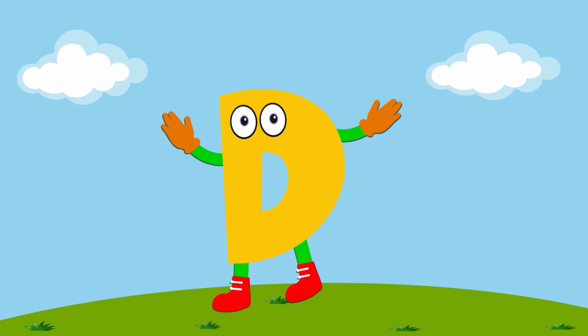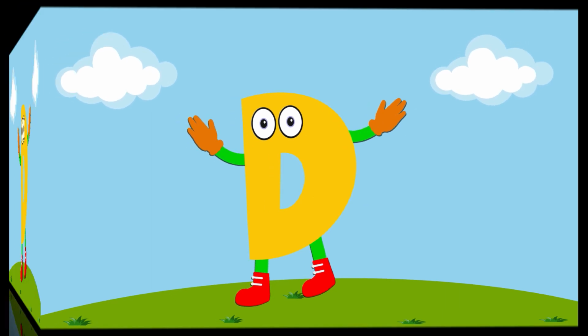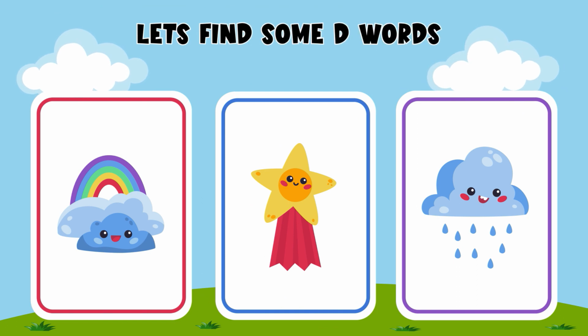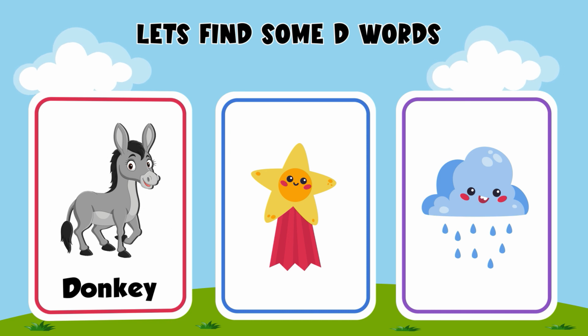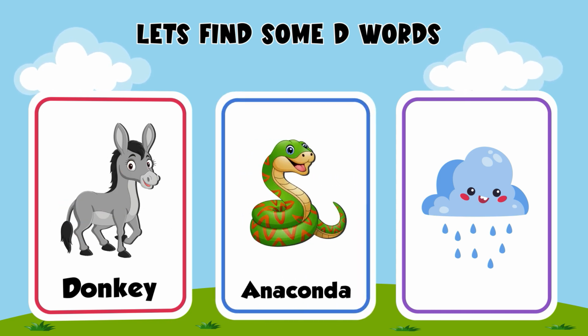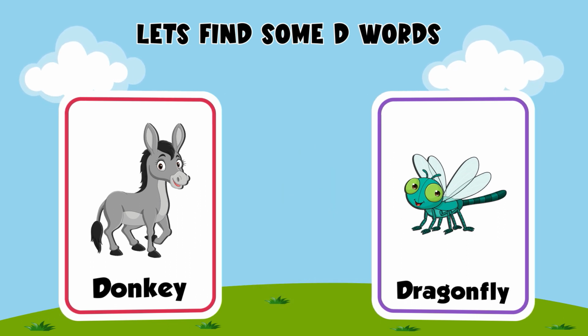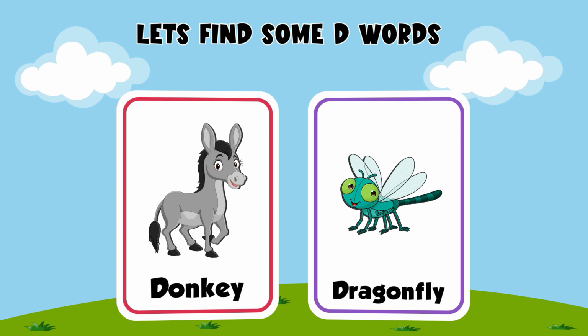This is alphabet D. Let's find some D words. Donkey. Anaconda. Dragonfly. D, donkey. D, dragonfly.